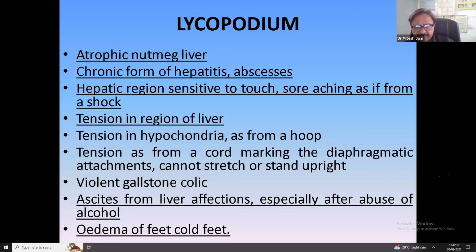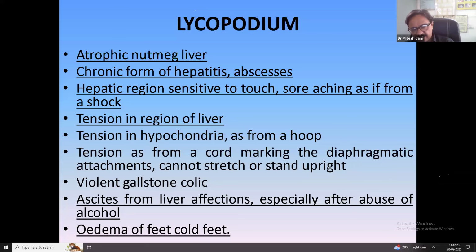Ascites from liver affection, especially after abuse of alcohol. So in an alcoholic person where cirrhosis is there and ascites is developing, we can give Lycopodium. Edema of the feet and cold feet because of the ascites, the pressure over the feet. Tension in the hypochondria, cannot stretch and stand upright, and violent gallstone colic.